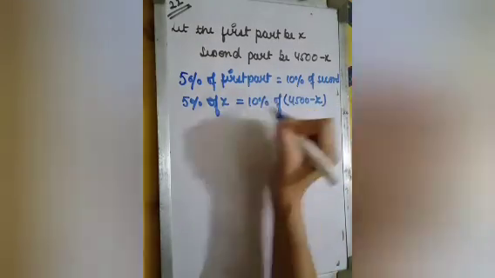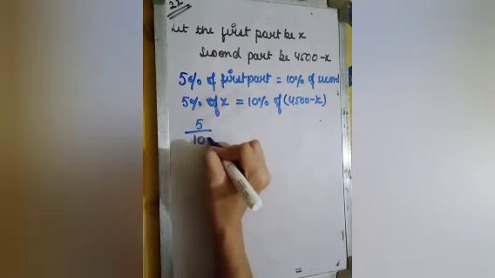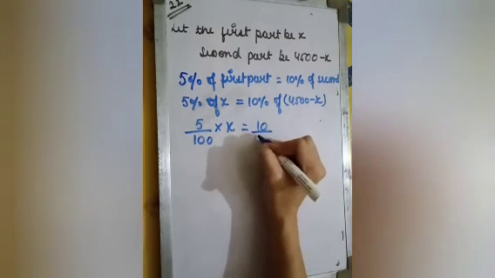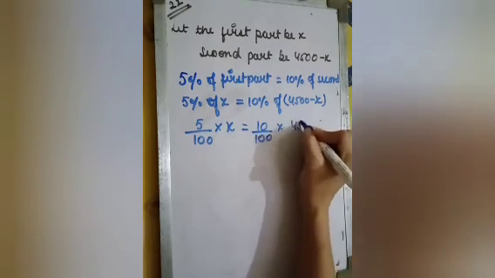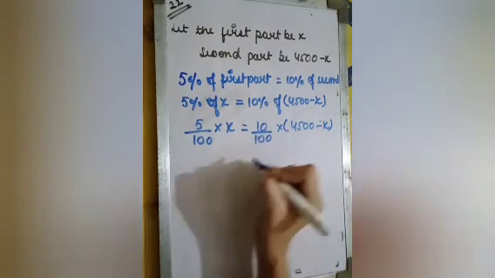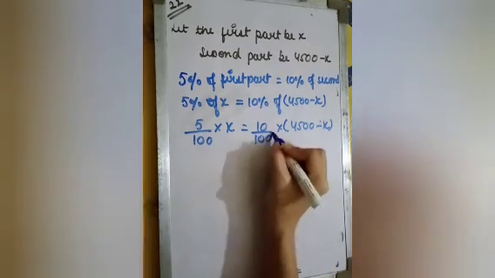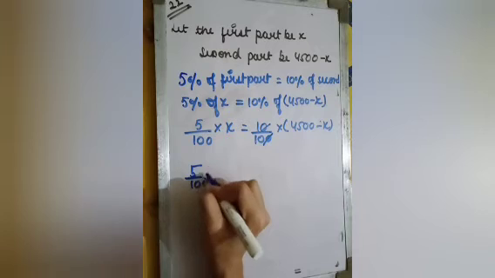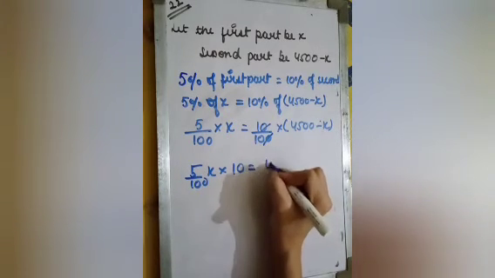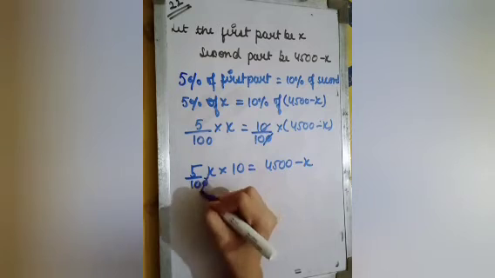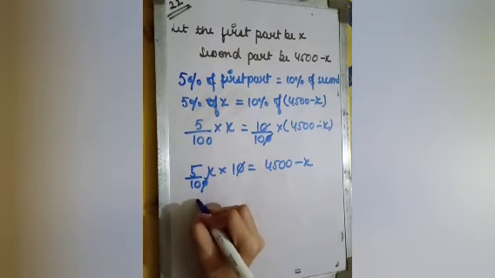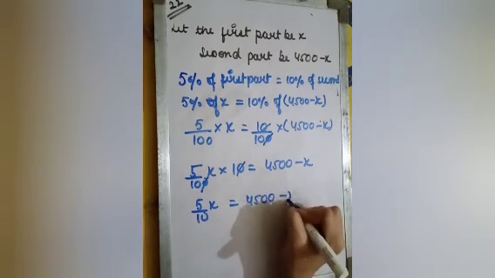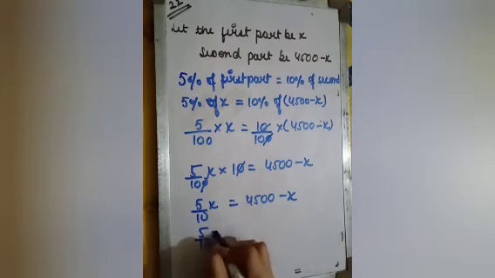You can solve it. Whenever you remove the percent sign, you write 100 in denominator. Here remove the percent sign. Now 0 से 0 cut. Here we have only 10. We will send this 10 in this side. So 10 से 10 cut. 5 upon 10 x equals to 4500 minus x. From here we can find the value of x.